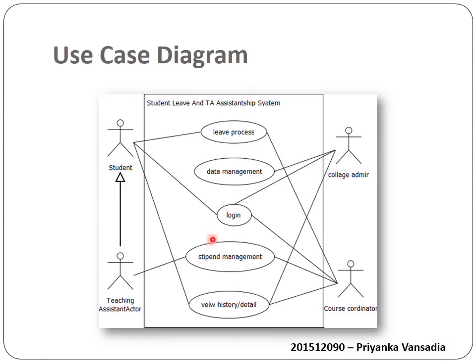Third, login. Any person with valid credentials can log into the system and use the system. Fourth, stipend management. Course coordinator approves the TA stipend, and that stipend will be received by the teaching assistant. Fifth, view history or detail. After logging into the system, according to the role, the user can view their data.